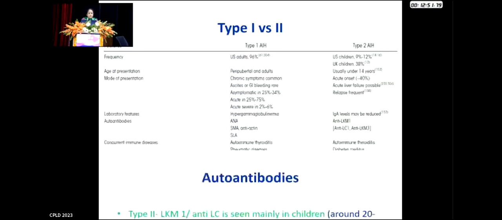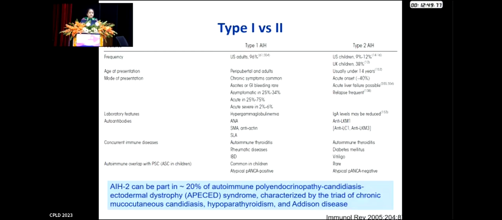And this is important because type 2 autoimmune hepatitis, that is the LKM positivity, is seen in younger children, more often associated with an acute liver failure presentation, and also seen in about 20% of APECED syndrome, where the child will present with polyendocrinopathy, candidiasis, and ectodermal dystrophy. So you need to be aware of these conditions.